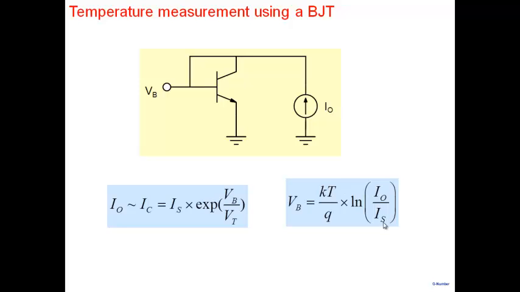And I want to know temperature. So there is a problem. There is this Is term also there. And the Is term, the saturation current, is also a function of temperature. So that creates a problem. I want to measure the temperature by simply measuring the voltage here.